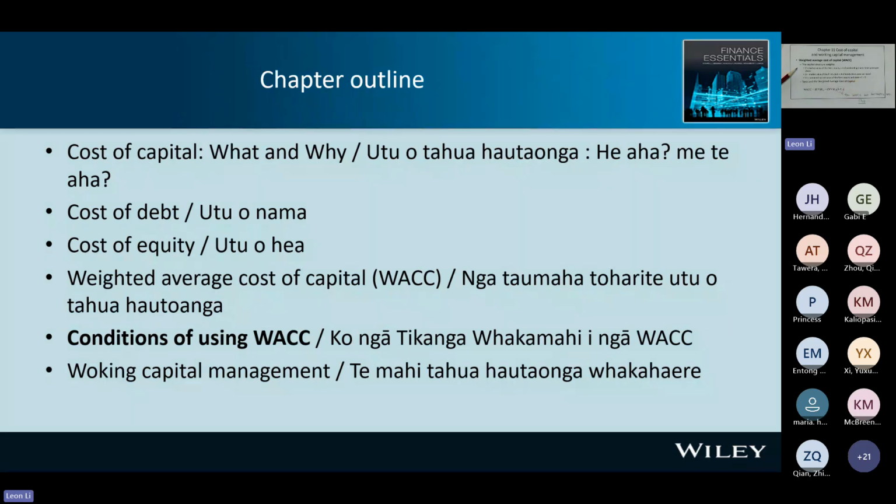Right. After I have equity value, debt value, total value. Total value is equity value plus debt value. Right. Then we can decide the weight. The weight on equity: equity value divided by total value. And weight on debt: debt value divided by total value.